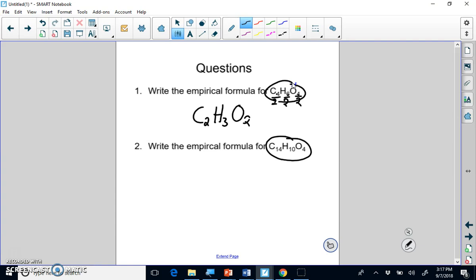Same thing here. All of those numbers are divisible by 2. So we divide this by 2, C7, this by 2, H5, and this by 2, O2. And that is our empirical formula. Again, this is an empirical formula because these can't be reduced anymore. Nothing can be divided into them evenly.